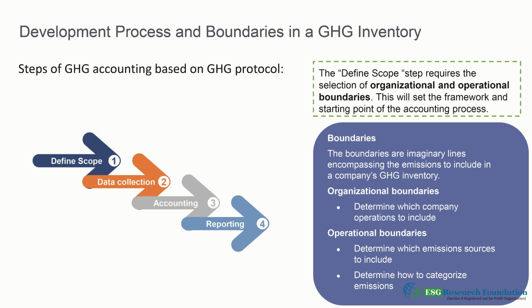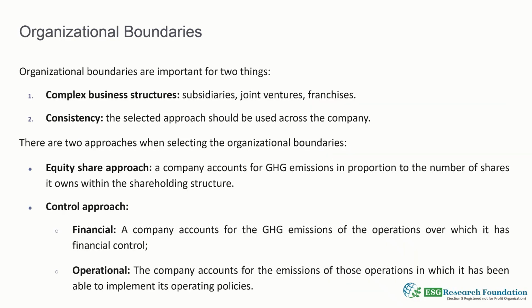In terms of the organizational boundaries, basically it determines which companies are included, which operations are included. And in terms of the operational boundaries, basically it talks about all the emission sources which are included and how to categorize these emissions. So, in terms of organizational boundaries, why do we need it? Because there's a complex business structure. There could be big organizations with a lot of subsidiaries, joint ventures, and franchisees, and all.